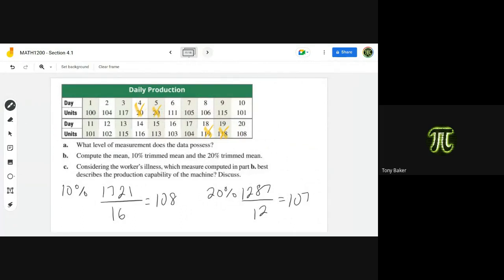Too low, too high. If I was doing 20%, I would cut off how many from the low end and how many from the high end? 20% of 20 is 4. So I cut off 4 from the low end and 4 from the high end. Okay.